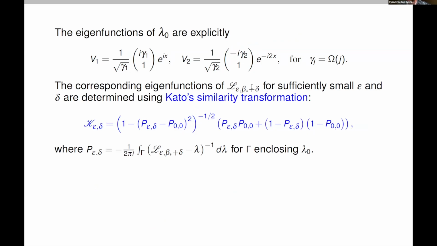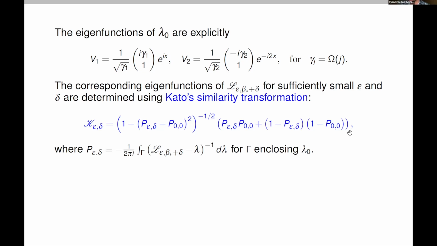And now this is the part where Kato's similarity transformation comes in, which is basically a special mapping that allows you to take information about your eigenfunctions when epsilon is equal to 0 and calculate explicitly what your eigenfunctions are going to look like when epsilon is non-zero. And in fact, we can go one step further and not just consider what happens to our eigenfunctions when we turn on epsilon, but what happens when we perturb our beta parameter around the resonant beta parameter as well.